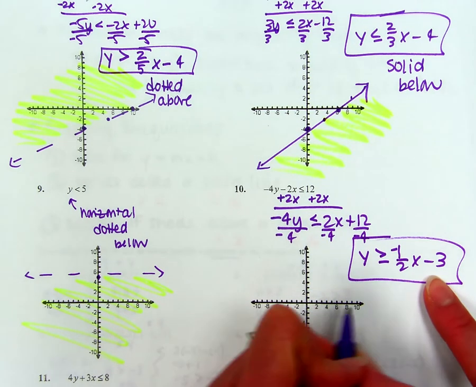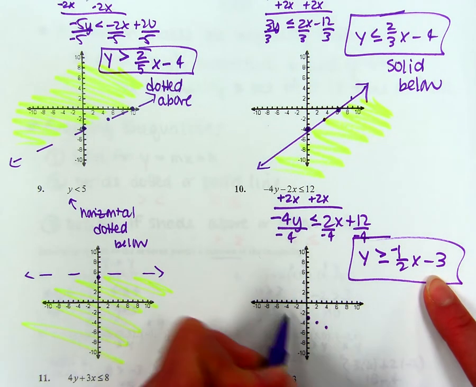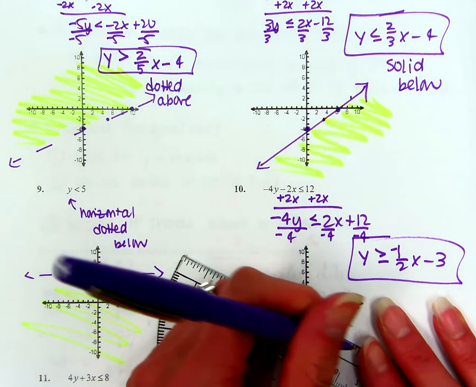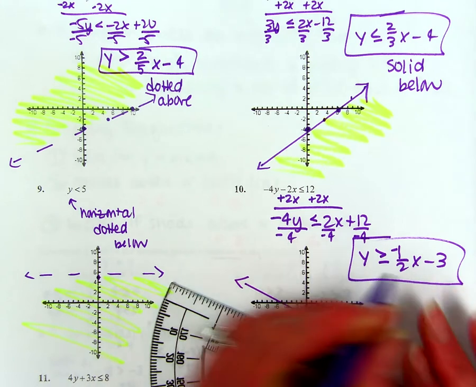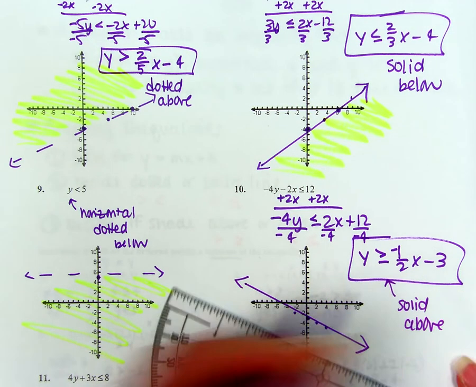Okay, so now I'm going to start at -3, go down 1/2, down 1/2. If I want to go up 1 and 2 to the left, that's fine too. This one is a solid line because it's got the or equal to, and I need to shade above.